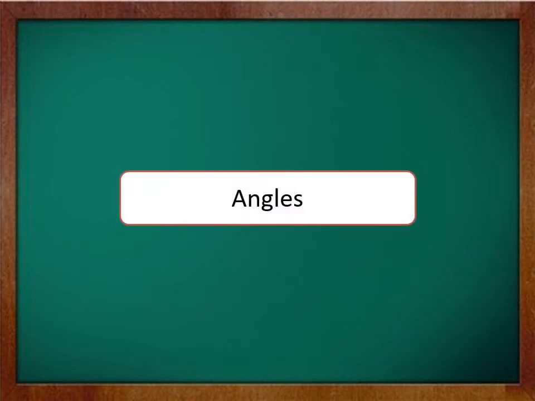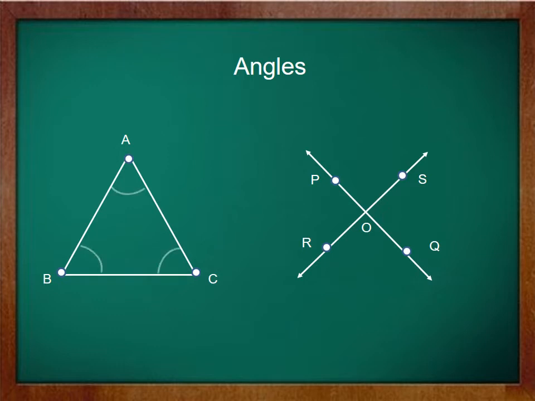Now let's learn about angles. Angles are formed by the intersection of line segments or lines. If you look at the figure on the left, line segments AB, AC and BC intersect at point A, B and C to form three angles. Similarly, if you look at the figure on the right, lines PQ and RS intersect at point O to form four angles.